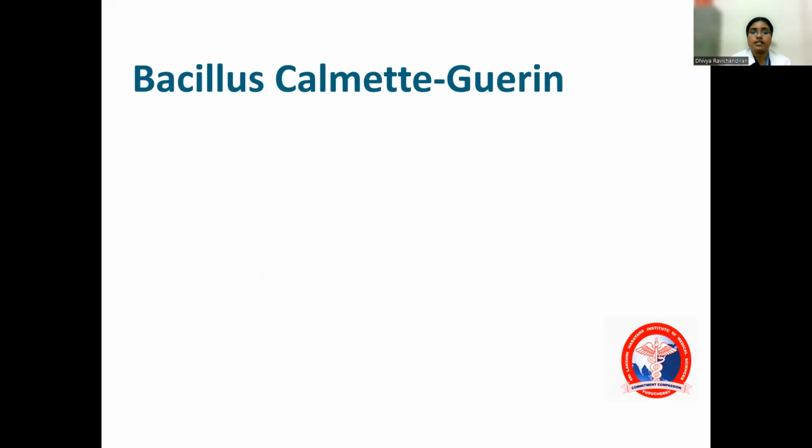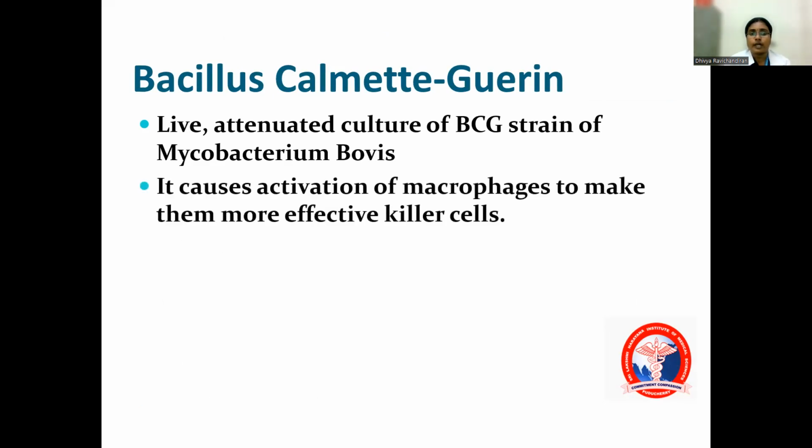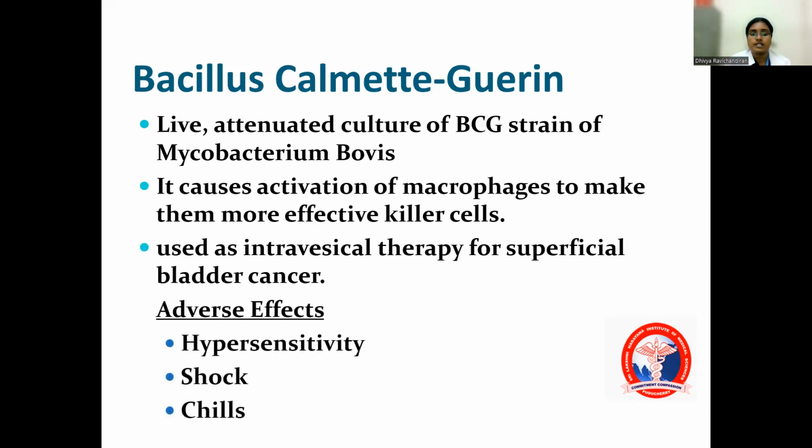Bacillus Calmette-Guerin, which is the BCG vaccine, is a live attenuated culture of the BCG strain of Mycobacterium bovis. It causes activation of macrophages to make them more effective killer cells. It is used as intravesical therapy for superficial bladder cancer. Adverse effects are hypersensitivity, shock, and chills.